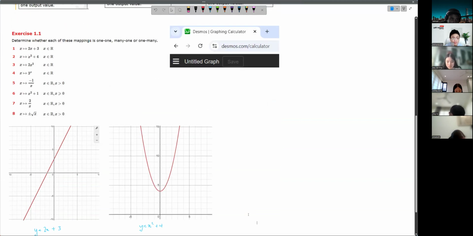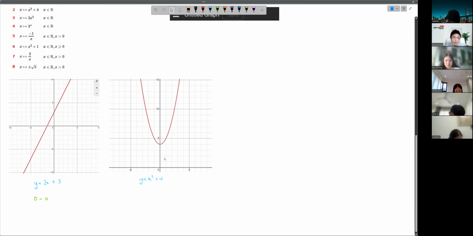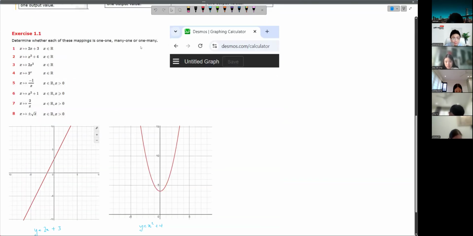And then the next one is, okay, so this one, is it one-to-one, many-to-one, or one-to-many? So this will be many-to-one, right? So many-to-1. Because there are more than one x, they can give you the same y. Usually, if you see the square graph, it's all many-to-one. Unless later on you learn, they will restrict the value of x, then it's different.